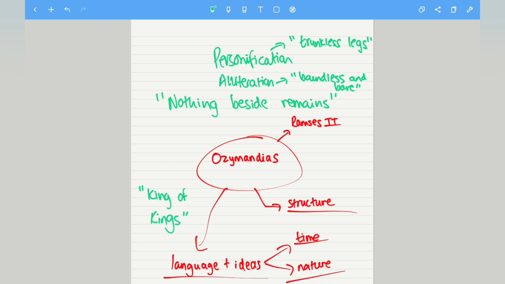So this is a breakdown or a summary of Ozymandias by Percy Shelley. I hope this gives everyone a better understanding of the poem. If you have any questions, please leave them in the comment section below.